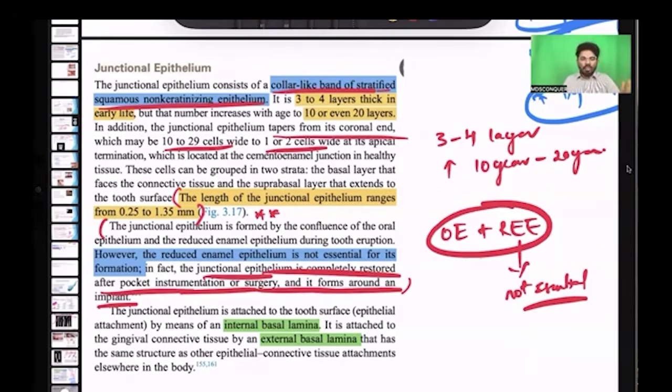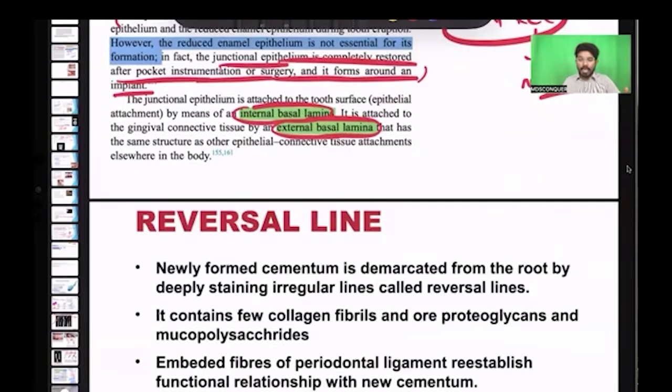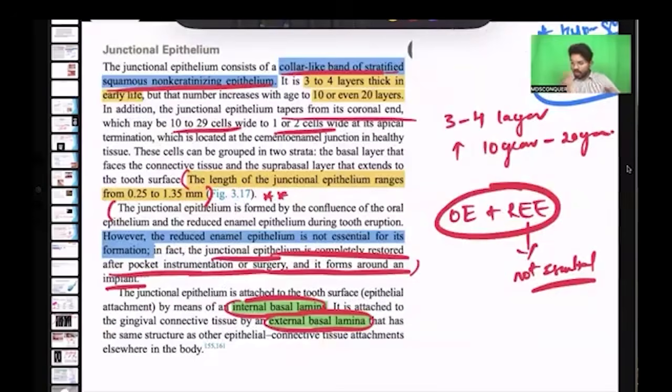junctional epithelium. And of course, we have discussed that junctional epithelium attaches to the tooth surface by means of internal basal lamina and attaches on the other side to the connective tissue by means of external basal lamina. This we also discussed in the WhatsApp activity. Right, clear? Done. So I'm done with SC and I'm done with JE. Okay, now check it off.